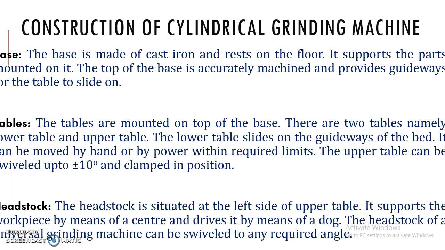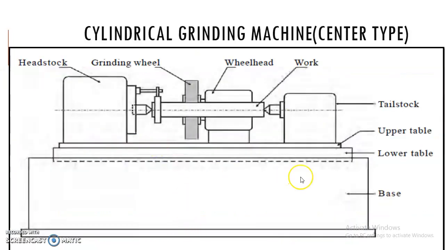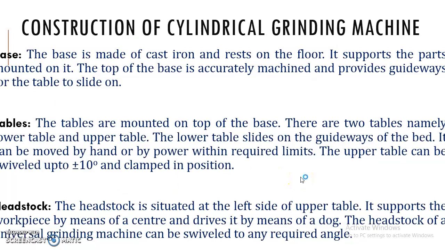You can observe it here also. The base is made of cast iron and rests on the floor. It supports all the parts. Here you can observe this is called the base. Then the table is mounted on the top face. There are actually two tables, namely the lower table and the upper table. The lower table slides on the guideway of the bed and it can be operated by hand or power, whereas the upper table can be swiveled through 10 degrees.